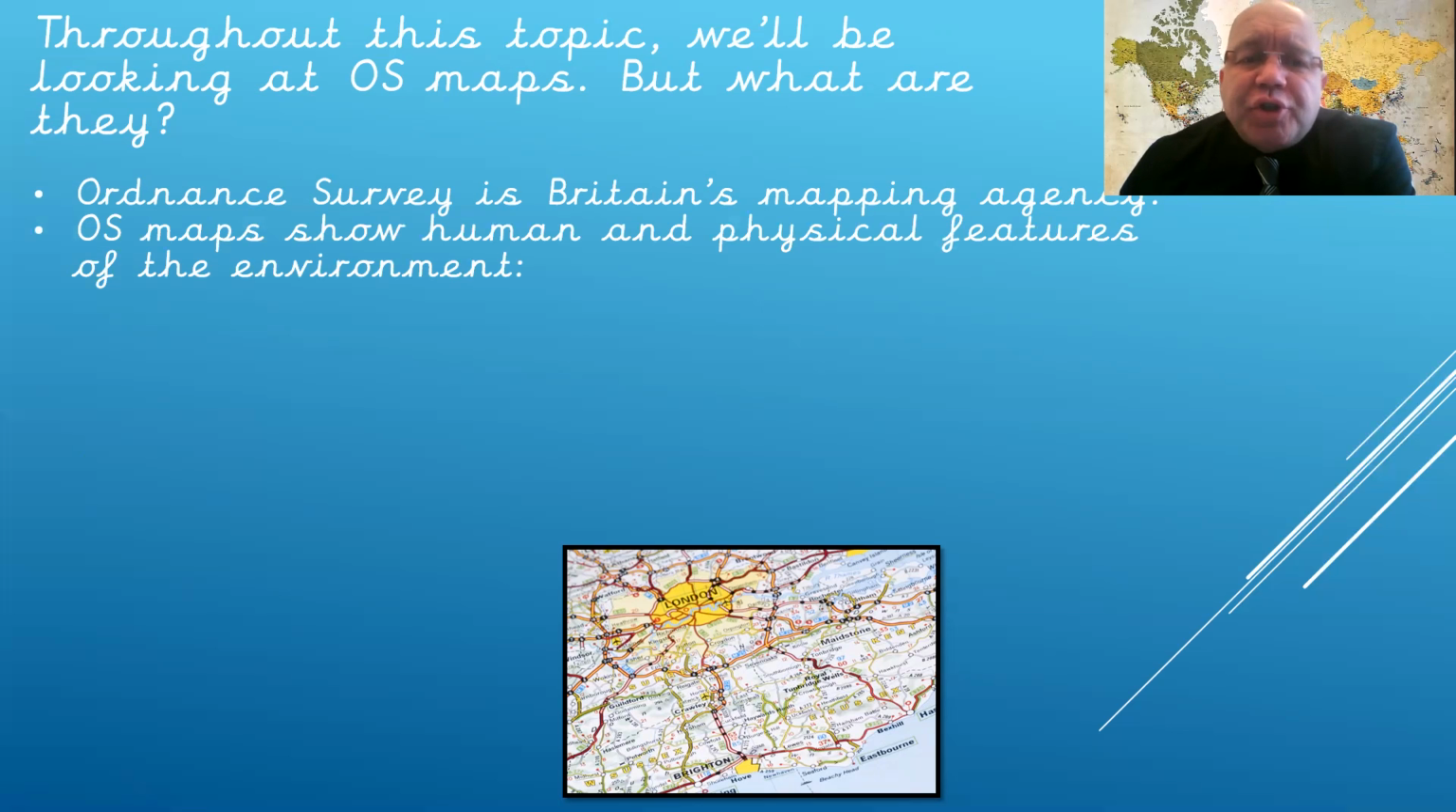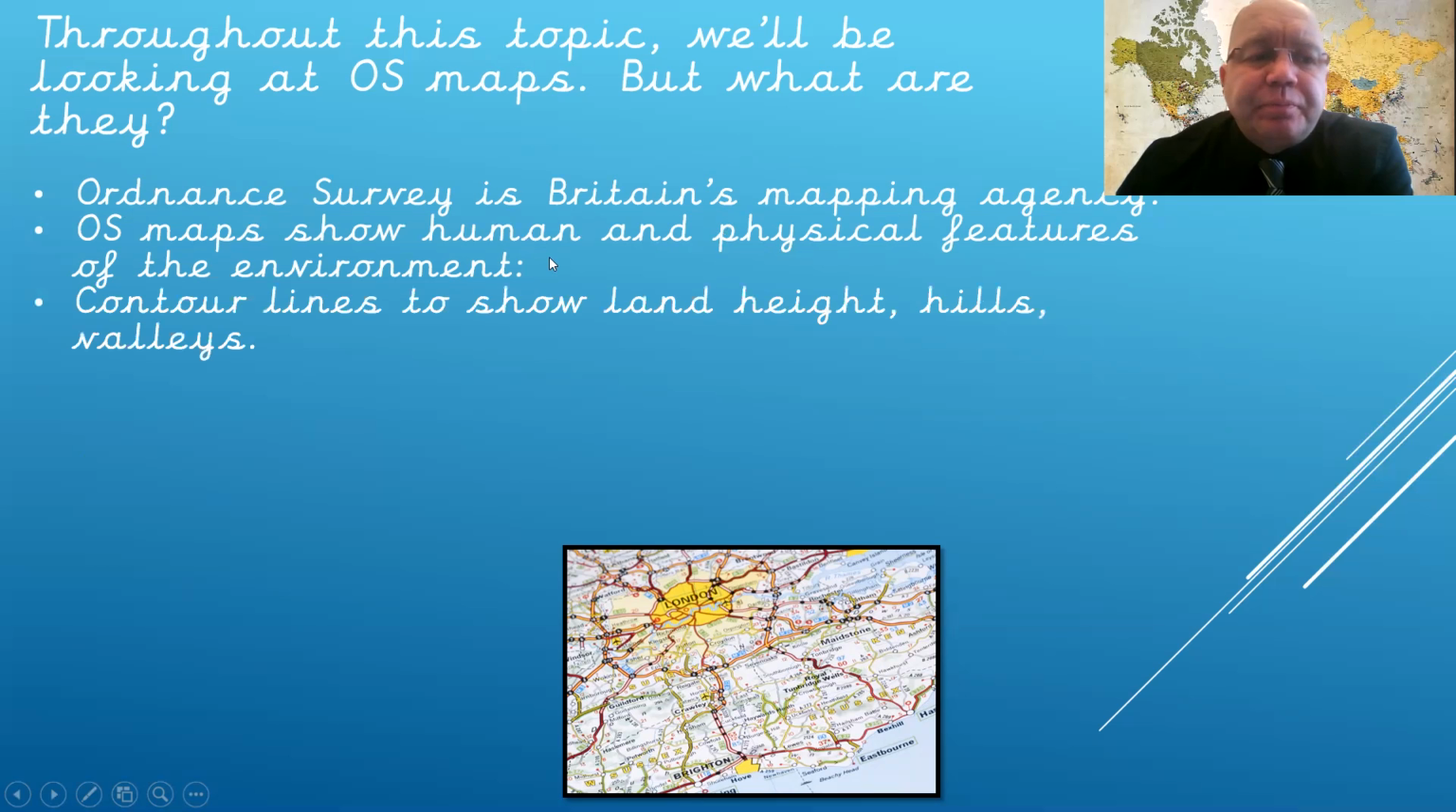Now, OS maps show human and physical features of the environment. Now, human features are things that we have created, things that we have added to the environment. Physical features are things that have always been there. Okay, so basically, man-made and natural. That's a way to think about it. So physical features, the things that are actually there because of nature, so hills, rivers, lakes, so on. Human features, things that we've added to our environment.